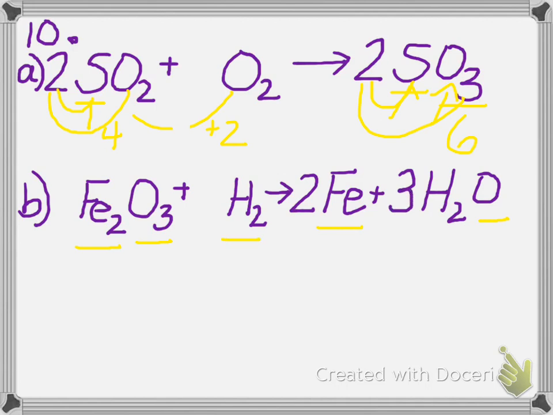I have 2 hydrogens here and I have 6 hydrogens here. So to get 6 hydrogens on the reactant side, I need a coefficient of 3. So again, I'm going to check and confirm, but I have 2 irons here and 2 irons here. Okay. I have 3 oxygens here and I have 3 oxygens here. I have 6 hydrogens here and I have 6 hydrogens here. This is properly balanced.